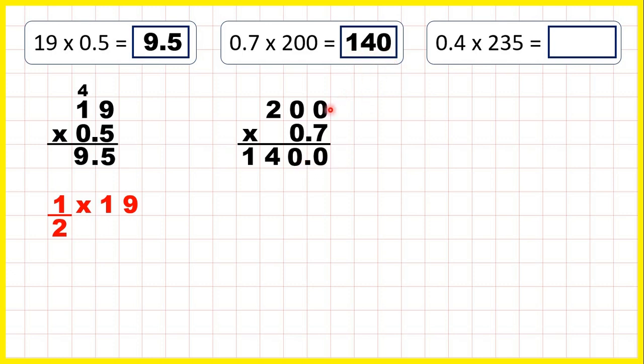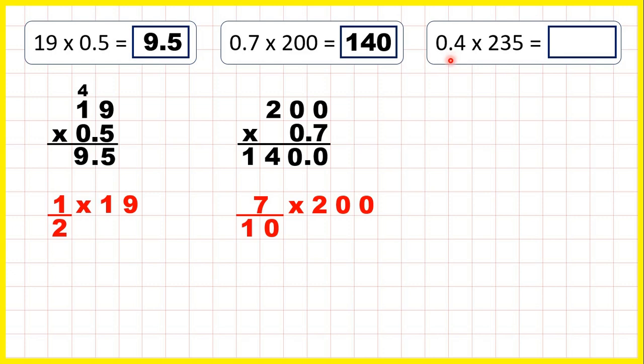whole number. But again, we could have solved this by changing 0.7 into a fraction. That's 7/10. So to find 7/10 of 200, or to multiply 7/10 by 200, we could divide by the denominator, and 200 divided by 10 is 20, and then we could multiply that by the numerator, and 20 times 7 is 140. Or we could multiply by the numerator first. 200 times 7 is 1400, and then if we divide that by 10, we get 140.